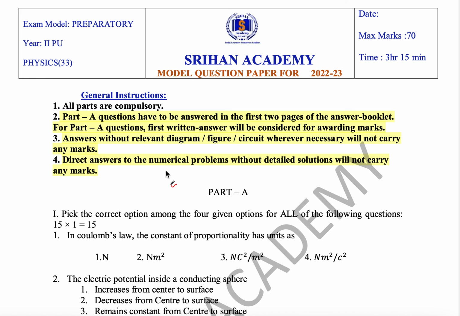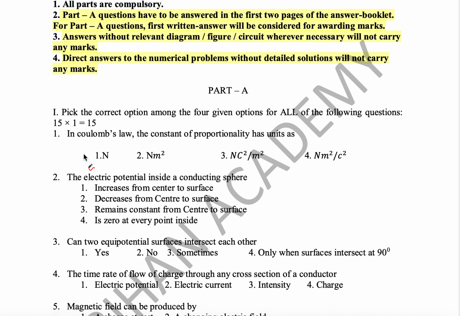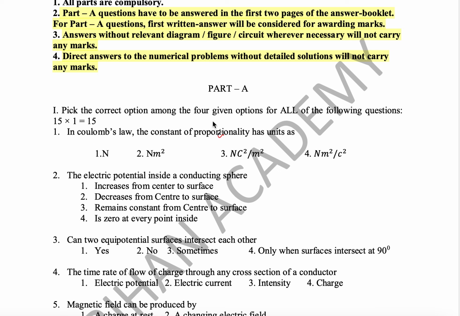Okay, so let's start the Part A MCQ questions. In total, 15 questions will be there in the MCQ section. We have to answer all 15 questions. There is no choice here.